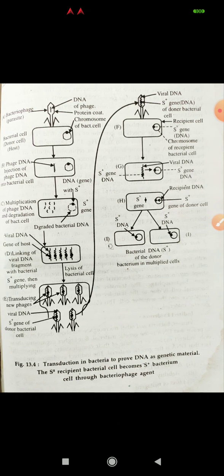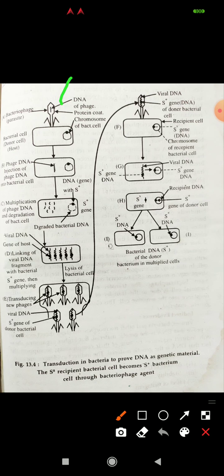Then another direct evidence is transduction. Transduction is a process of transfer of genetic material from one bacterial cell to another bacterial cell via a viral agent, that is, a bacteriophage. Transduction is the process of transfer of genetic material, that is DNA, from one bacterial cell to another bacterial cell via a viral agent, the bacteriophage.